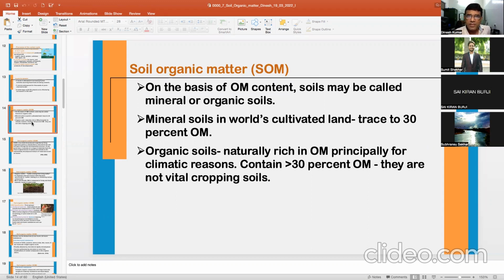But classification is there. Soils containing more than 30% organic matter are organic soils, and soils containing less than 30% organic matter are mineral soils. Less than 30% means up to 29.99%, they are mineral soil, and if it is 30 or more, then it is your organic soil.